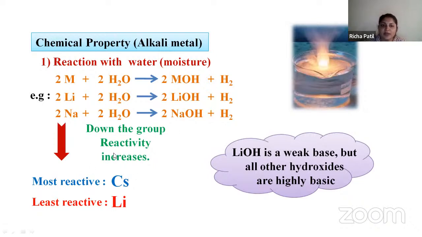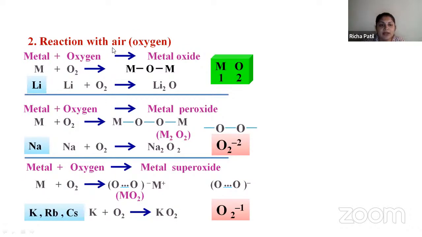Lithium is the least reactive, and as you go down, cesium will be the most reactive. Lithium hydroxide is a weak base compared to the other hydroxides. The other hydroxides are highly basic in nature, while lithium hydroxide is a bit weak. Then when we compare the reaction with air or oxygen, lithium forms a metal oxide, Li2O. When lithium reacts with oxygen, it forms a metal oxide.